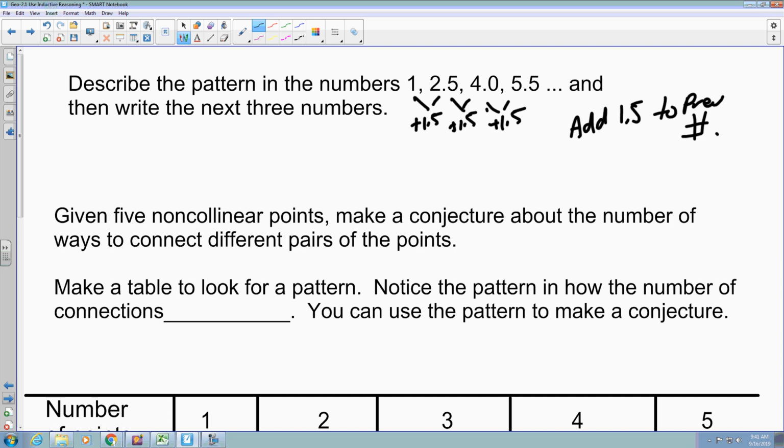And since I'm going to add 1.5 to each previous number, the next 3 numbers in this sequence would be 5.5 plus 1.5, which would be 7. 7 plus 1.5 would be 8.5, and 8.5 plus 1.5 would be 10.